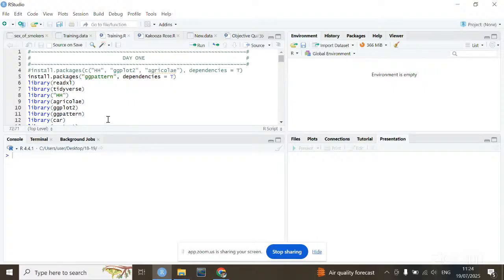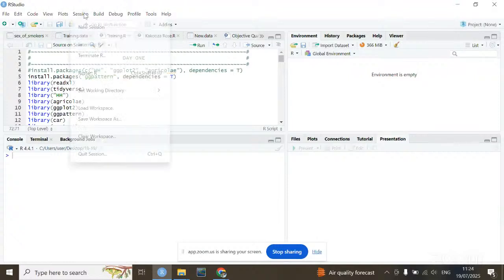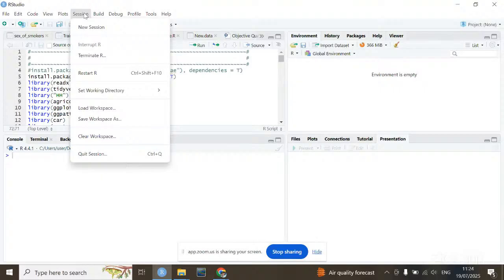As we said yesterday, it is best to first set the working directory to the folder where you will put all your information. So we go through Session. I don't know if you're seeing my RStudio. Yes, we are seeing it.